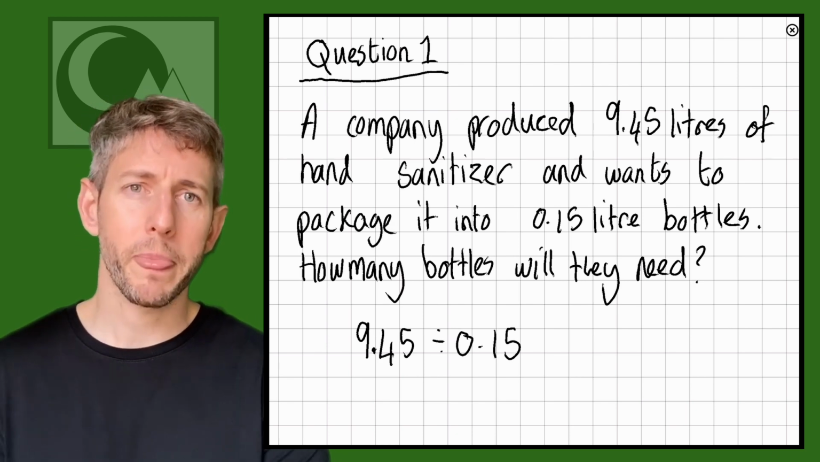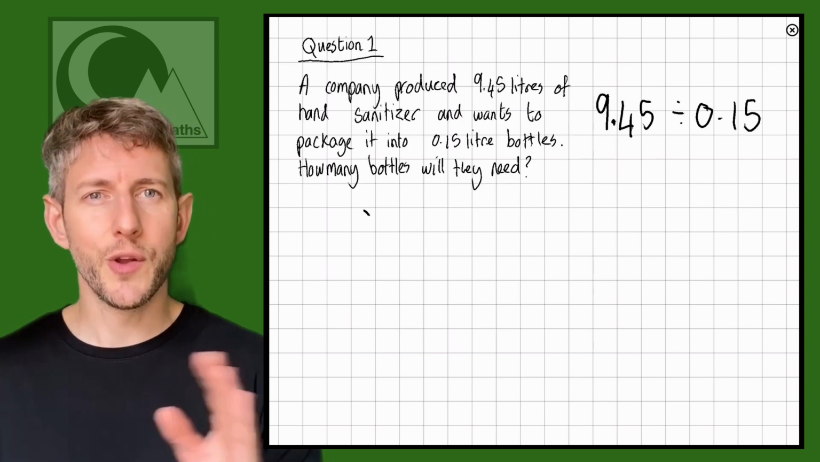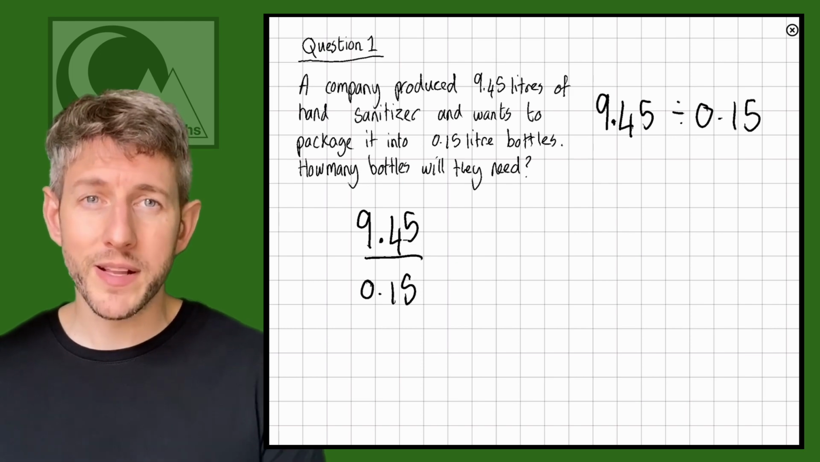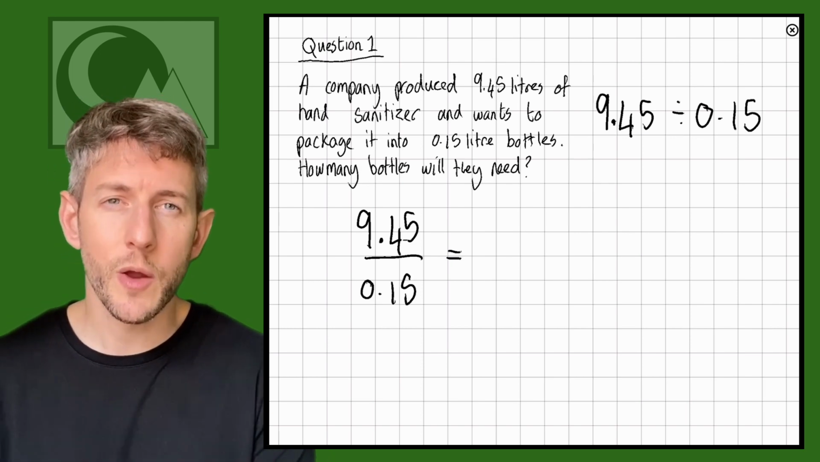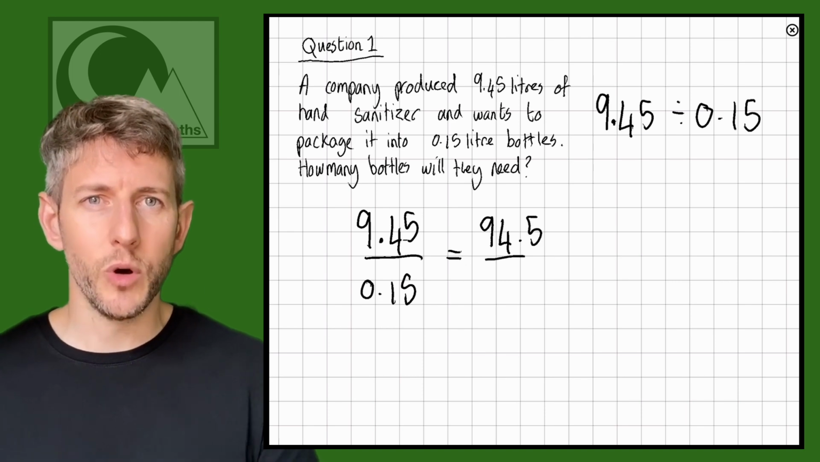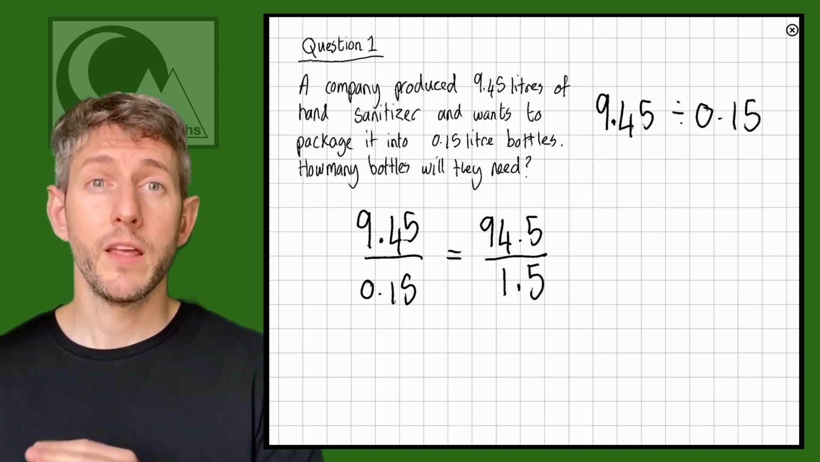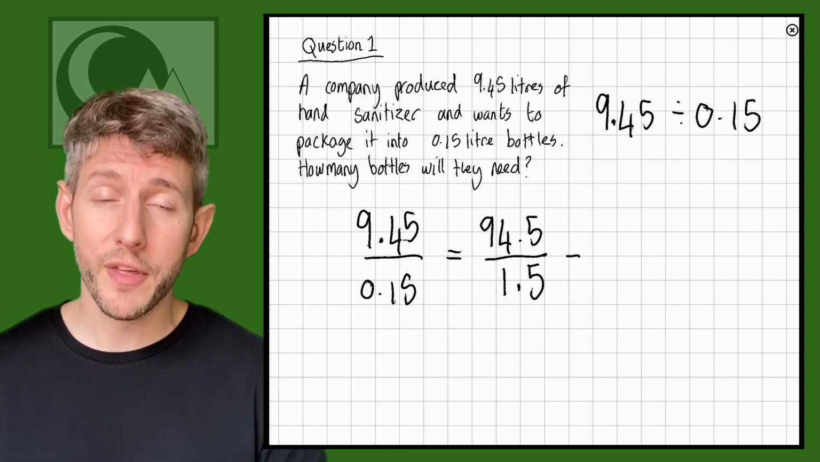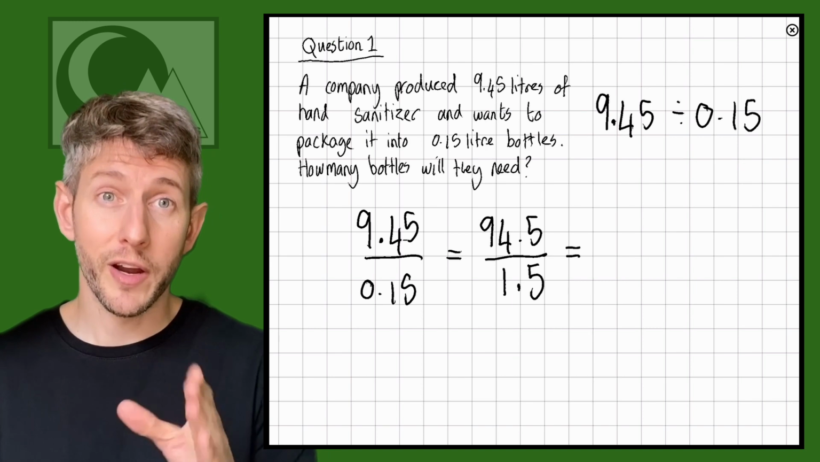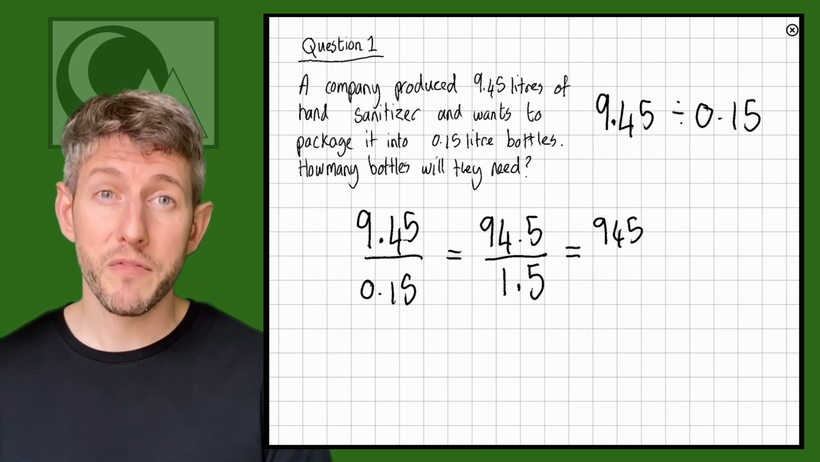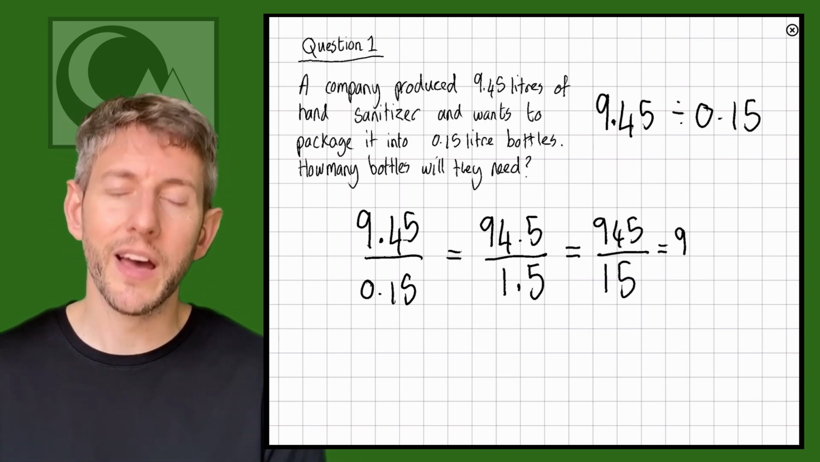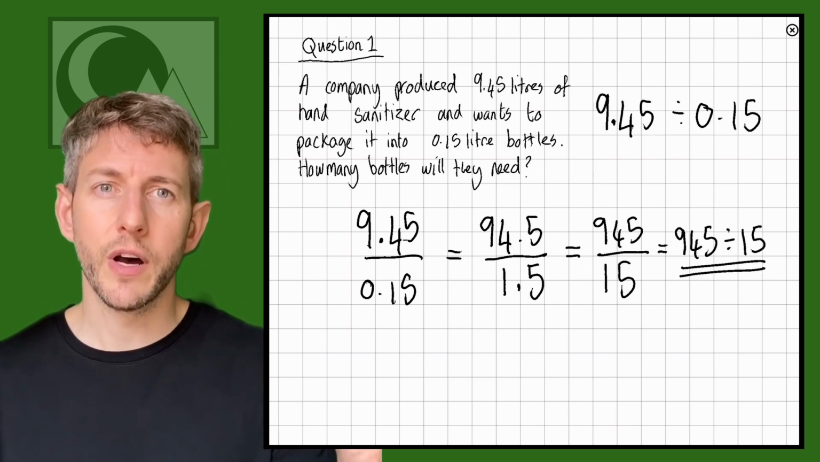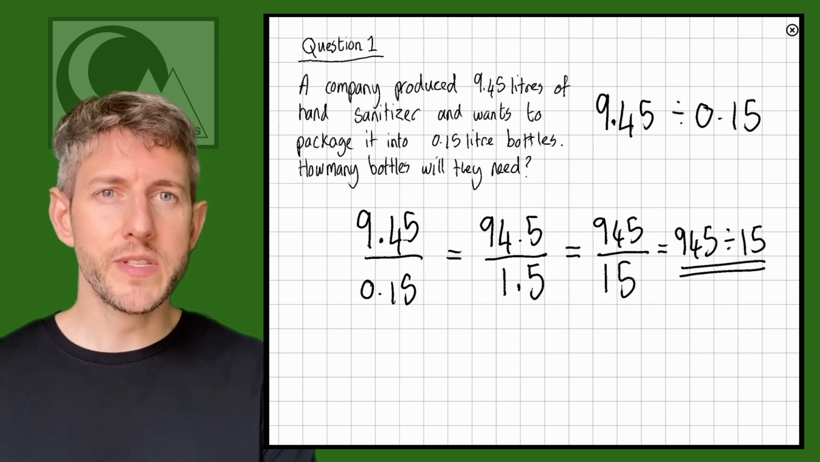So remember, I'm going to start off writing this as a fraction. So 9.45 over 0.15. And then I'm going to multiply by tens until I've got rid of the decimals. So if I multiply the top and the bottom by 10 once, that's going to give me 94.5 over 1.5. And then if I multiply by the 10 again, I'm going to get 945 divided by 15. So this is the calculation I'm now looking at. I'm going to use the bus stop method.